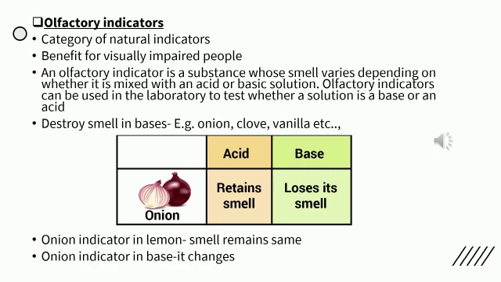And it is only beneficial for visually impaired people. So they can't see the color change, isn't it? By checking the change of color, we can say whether it is acidic or basic. But visually impaired people can't judge whether it is acidic or basic because they can't see it. So next, this olfactory indicator is some substance whose smell varies depending on whether it is mixed with an acid or basic solution.